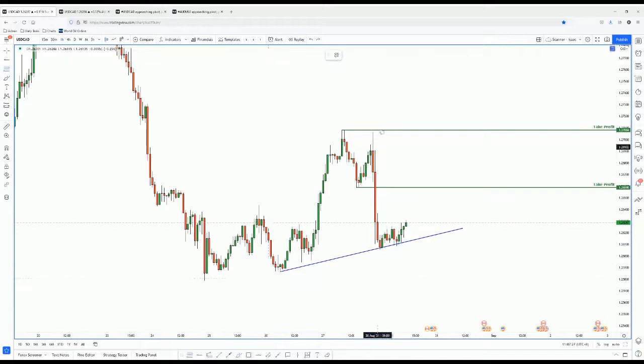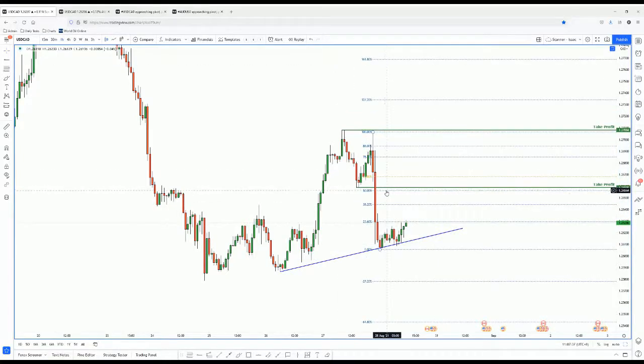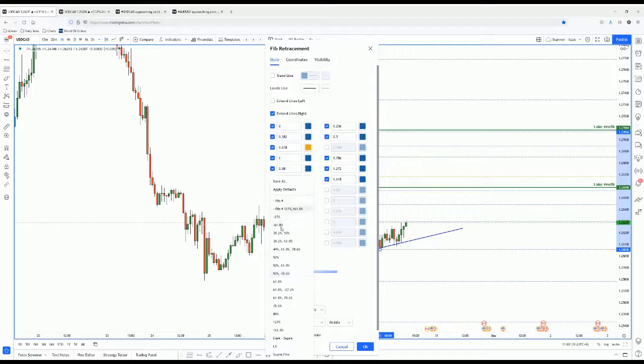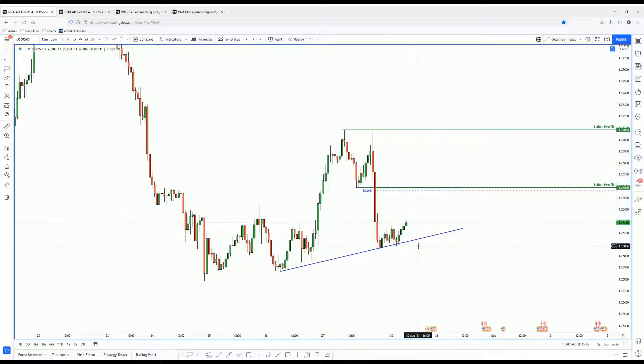We can use Fibonacci retracement of the last push, high to low, open all Fibonacci ratios. We see the 50% retracement right here. I just want to highlight this 50% retracement level. We can expect price to push upwards to there.